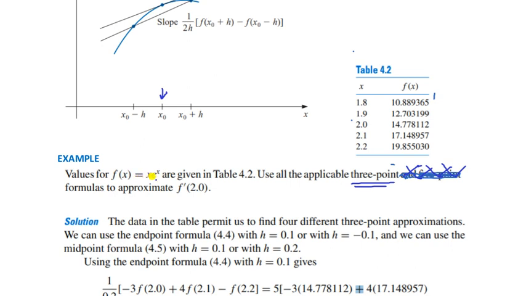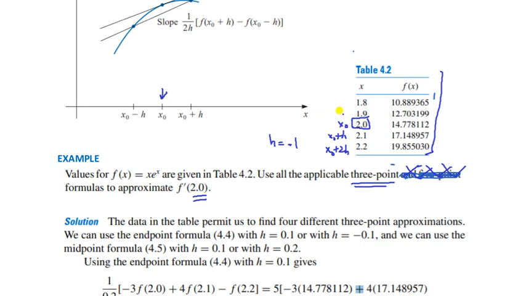Values for fx, the function values are given in this table. Okay. He said use all the applicable 3-point formulas. Now he did not say which 3-point formula. Now you see, we want to approximate this as 2.0. So 2.0 is here. We want to approximate our derivative here. It means I can use the endpoint formula. You see, if I take this as x naught, this as x naught plus h, and this as x naught plus 2h, with h is equal to 0.1. You see, 2.0, 2.1, 2.2. So I can use forward formula, means 3-point endpoint formula.